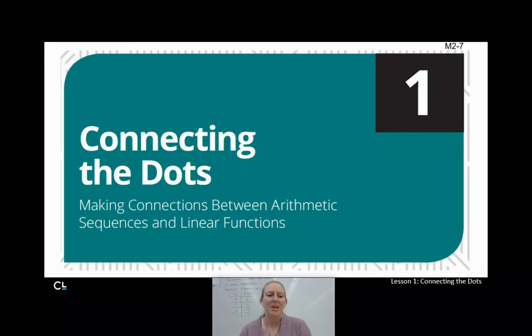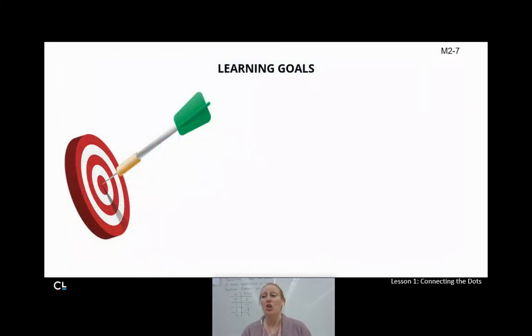Hi, Integrated Math 1. Welcome to lesson 2.1.1c. So we're on day 3 of connecting our arithmetic sequences to our linear functions. We're going to keep the party going today.